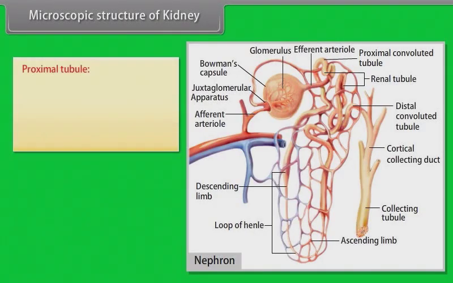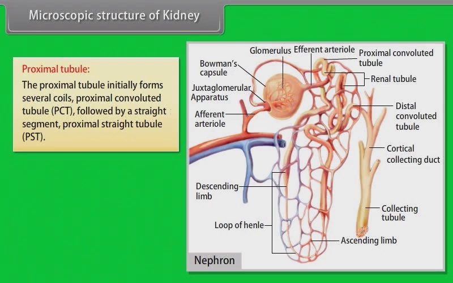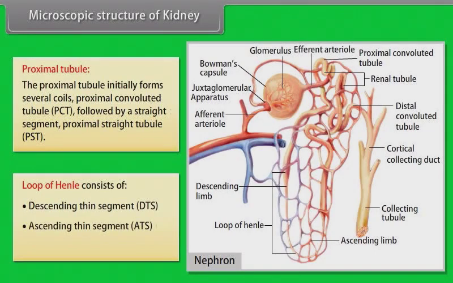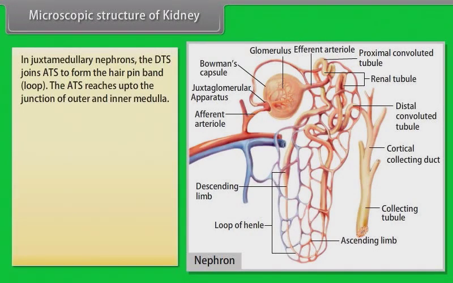Proximal tubule. The proximal tubule initially forms several coils, proximal convoluted tubule PCT, followed by a straight segment, proximal straight tubule PST. Loop of Henle consists of descending thin segment, ascending thin segment and thick ascending limb. In juxtamedullary nephrons, the DTS joins the ATS to form the hairpin bend.